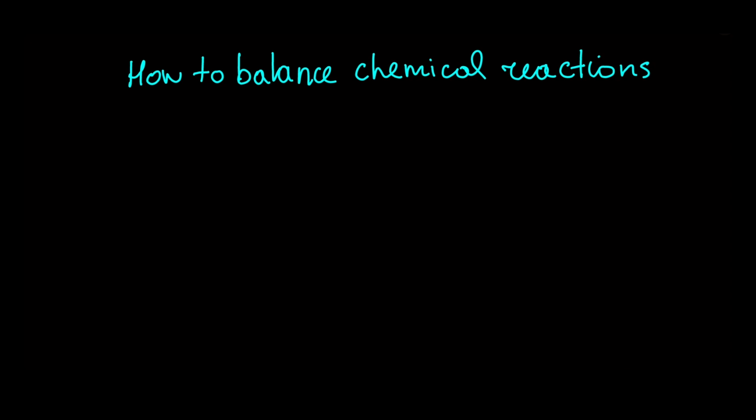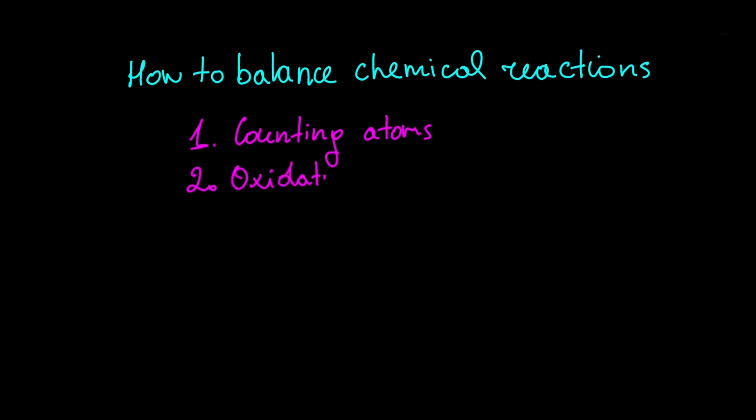Hello and welcome to today's lesson where I will show you how to balance chemical equations. There are three different ways how you can balance chemical reactions. The first one is for people who are just learning how to balance reactions, and we'll be talking about this method in this lesson. The next one is called the oxidation reduction. And lastly, we have the university level redox method.